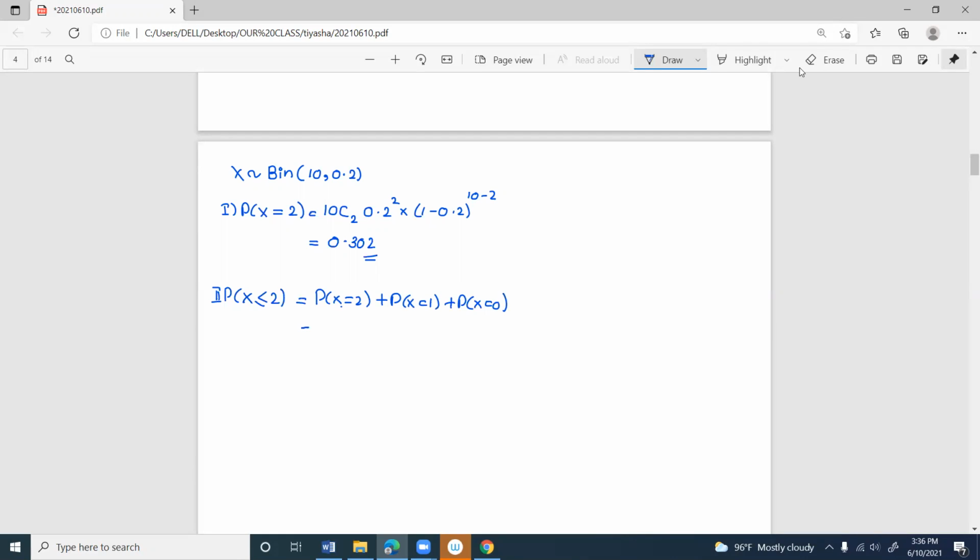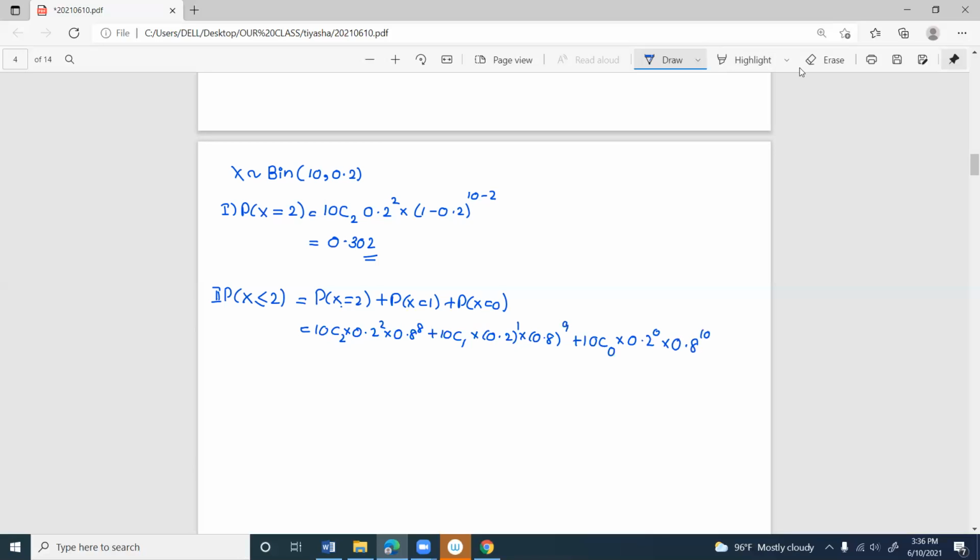So how do we get this answer? You can say 10C2 times 0.2 to the power 2 times 0.8 to the power 8, plus 10C1 times 0.2 to the power 1 times 0.8 to the power 9, because it's 10 minus 1, plus the next one, 10C0 times 0.2 to the power 0 times 0.8 to the power 10.